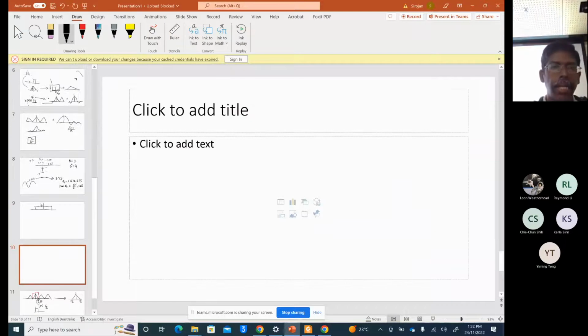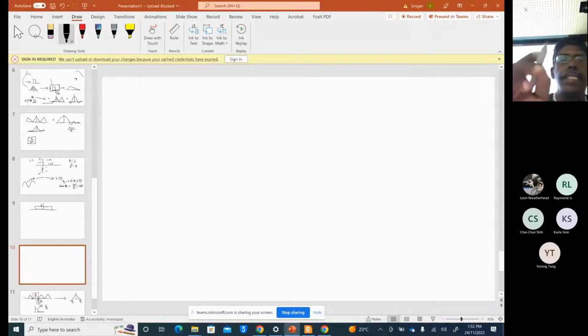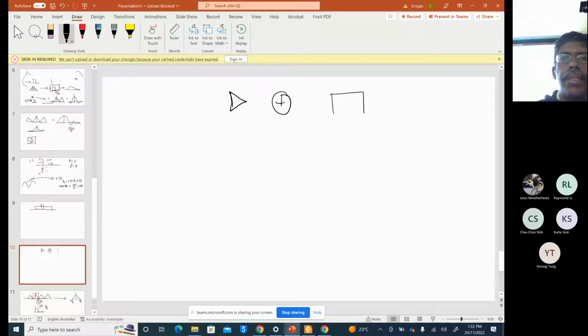So far we studied about the signals, then the systems. A discrete time system is represented by basically 3 elements: a multiplier, an adder, and the delay element. So any system you can represent like this.